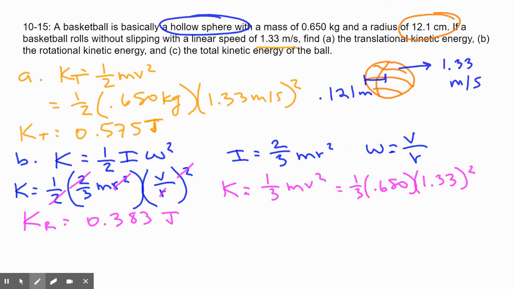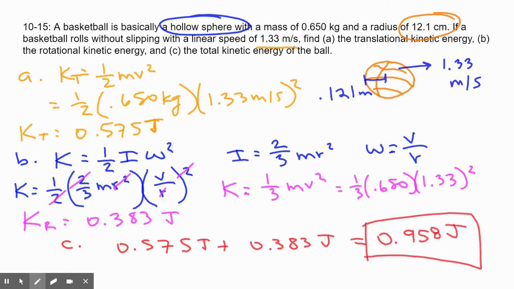To find the total kinetic energy, we're just going to add these two together. So part C, we're just adding the rotational and translational energies together. So here's part C. Let's take 0.575 joules plus 0.383 joules. And that equals 0.958 joules. Okay, so there's our total kinetic energy of this basketball.